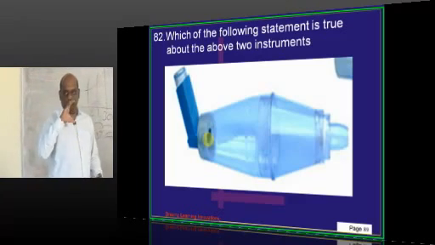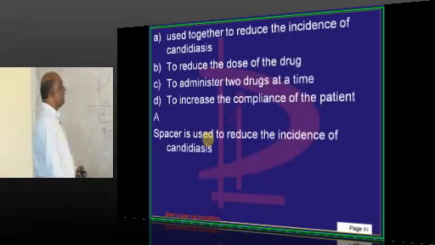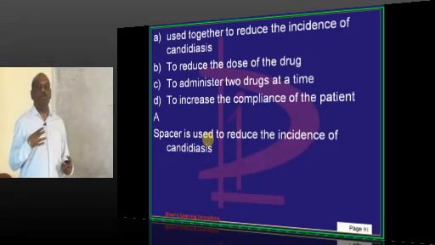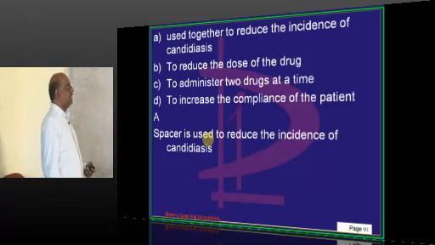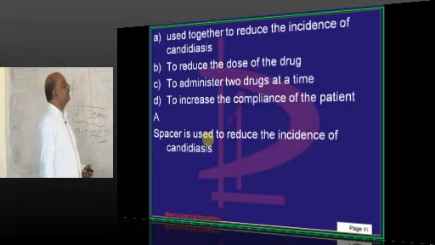Now this is a spacer which is used in the asthma management. The main idea of using that is to avoid the development of oral candidiasis, that is the main objective.